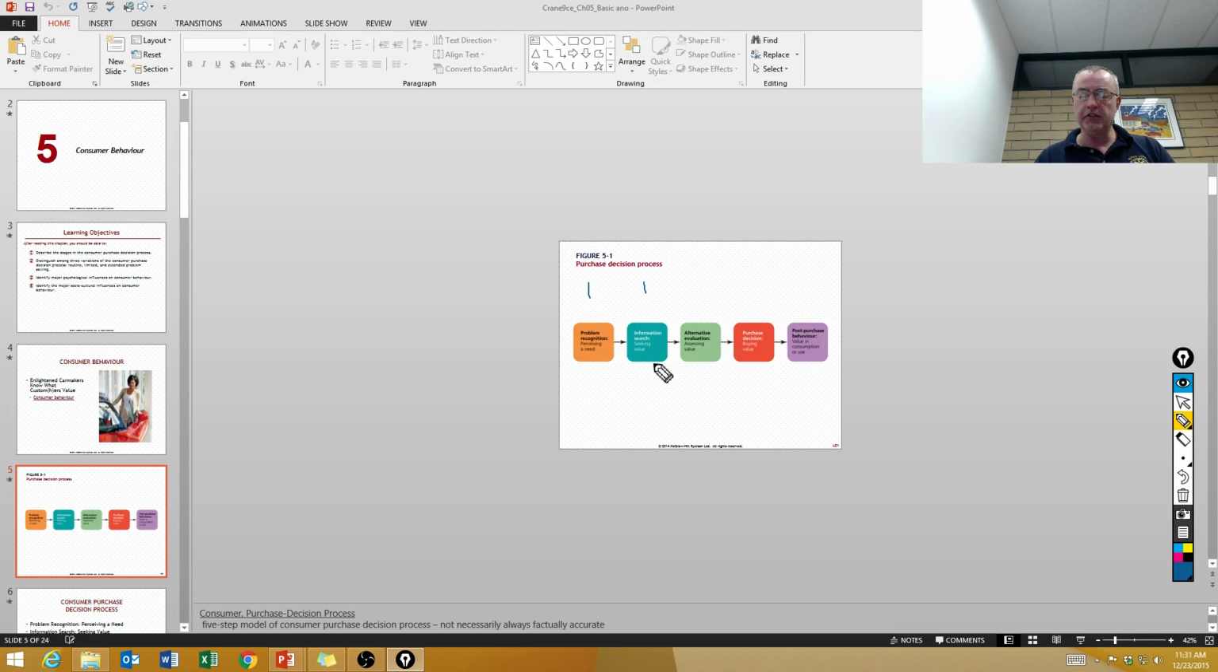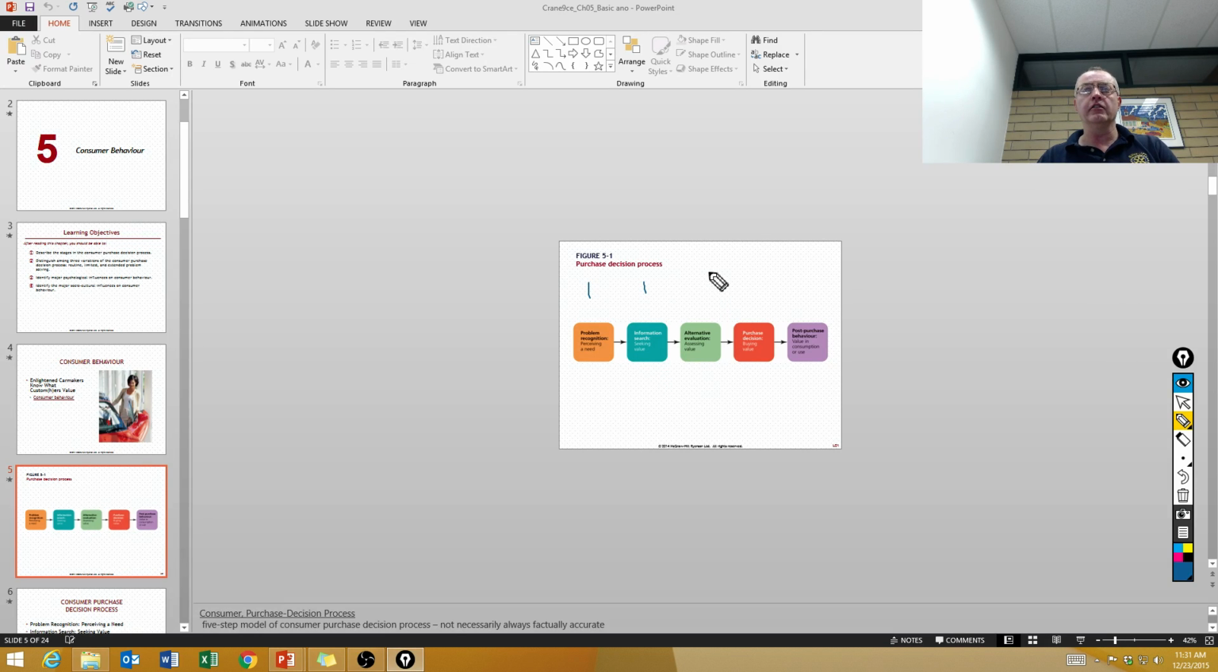So we have three external sources of information: personal sources, or friends and trusted relatives; marketers themselves by looking at their advertising, sales materials, and their salespeople; and then sometimes we have public sources. Some products have public product ratings that we can consult to help us decide.